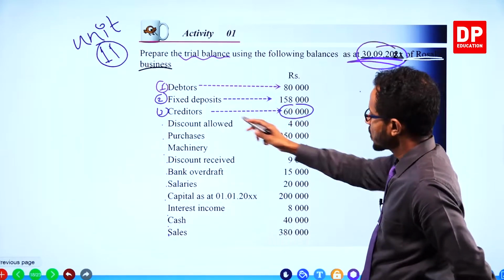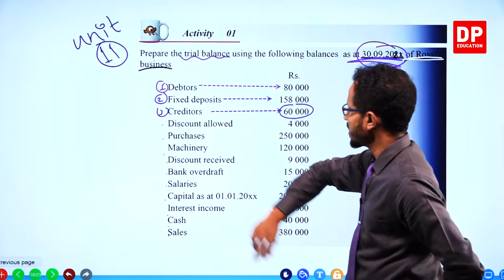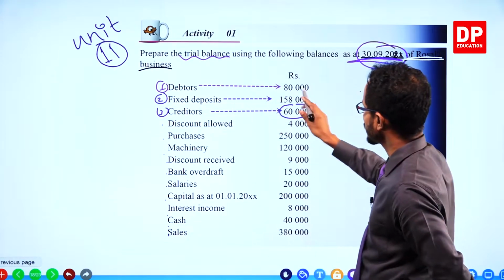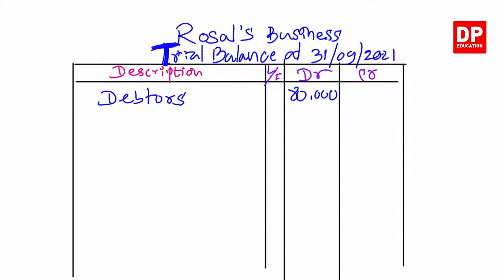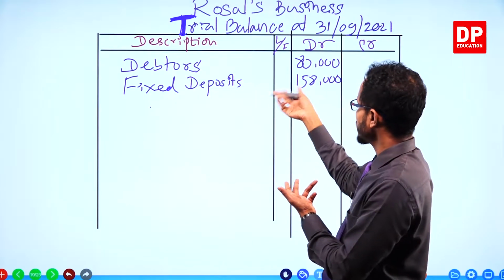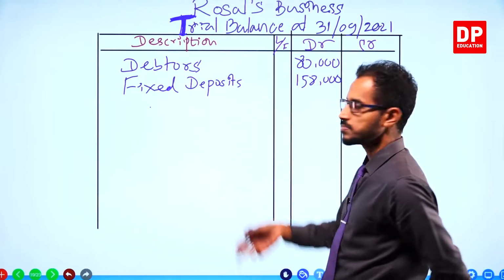All right. Let's take the fixed deposits again. Fixed deposits 158. Come back to the trial balance. Write fixed deposits, 158. Again, I'm just writing the balances in the debit side.